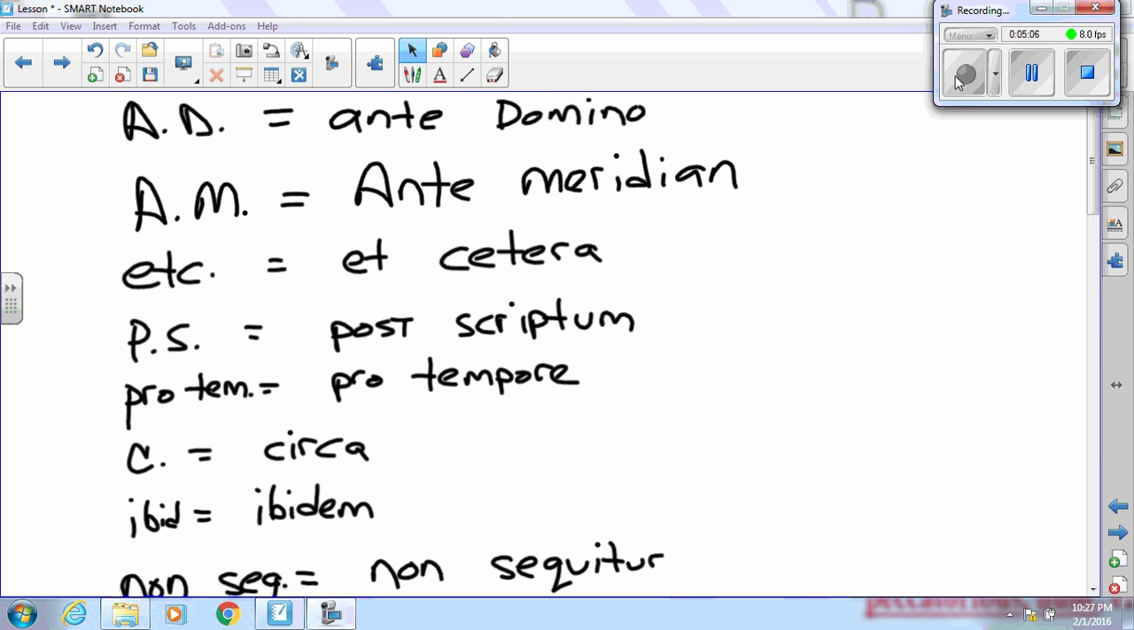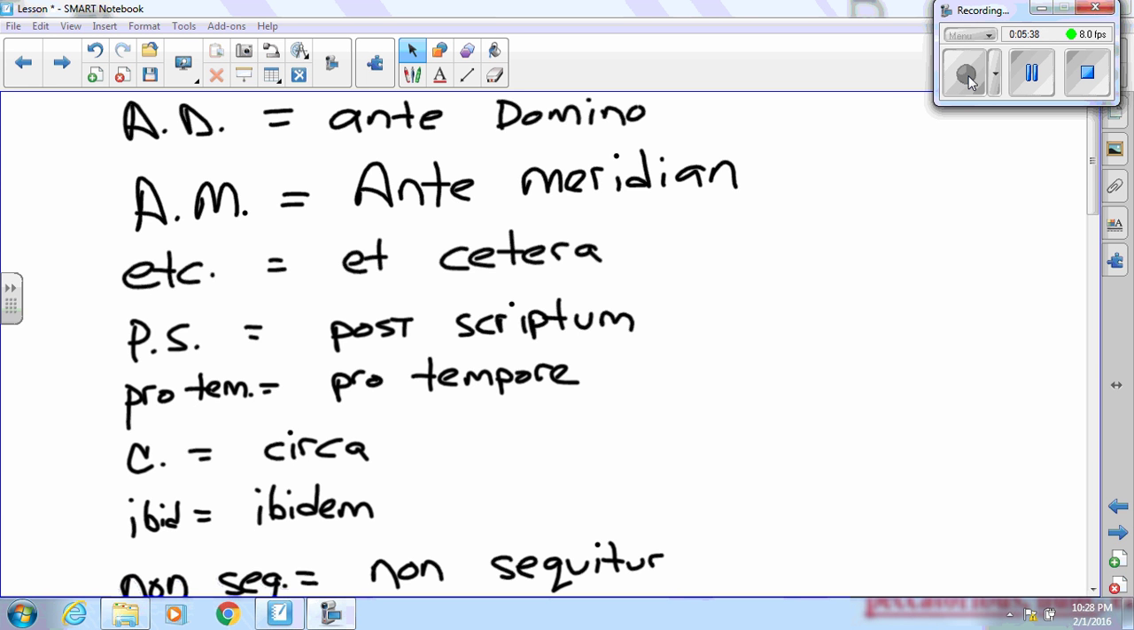PS is postscriptum. That is something you use after something has been written, so postscriptum, after being written. Pro tem is pro tempore, for the time or for the moment. So if you have a president pro tem, you have someone who is the president for that time until something else happens. C. is associated with time. So if it's circa 1900, we're talking c. 1900 or around 1900. Ibid. is ibidem.